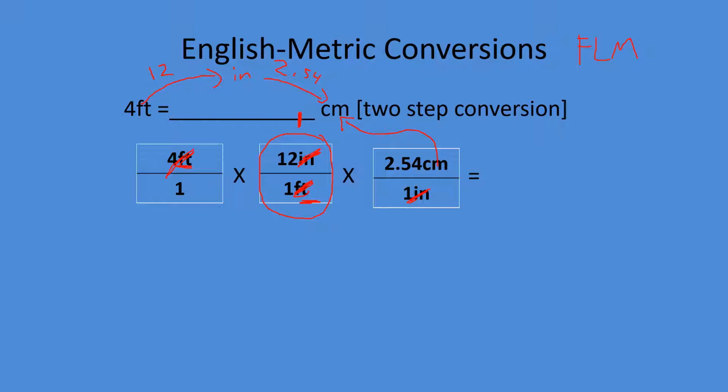So the math is easy. You take 4, since 12 is at the top, you multiply, and then 2.54 is at the top, you multiply. So take 4 times 12 times 2.54. So you've got a 50-50 chance. Multiply or divide. Multiply or divide.